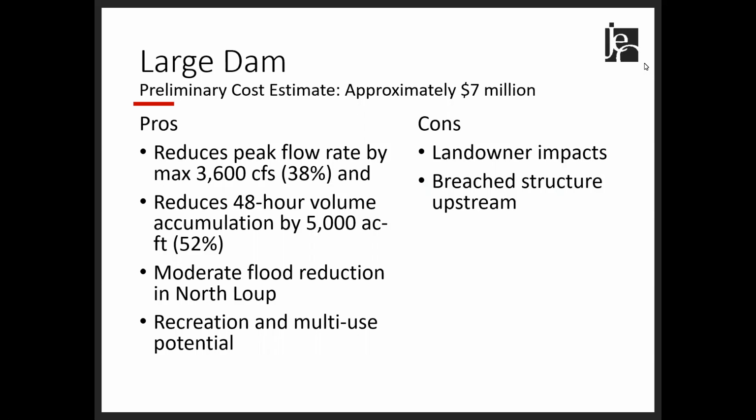The pros and cons of the large dam are as such. The pros: the dam reduces peak flow by up to 3,600 cubic feet per second and reduces the 48-hour volume accumulation by 5,000 acre feet, which is approximately 52%. This equates to a moderate reduction of floodwaters in North Loup. The dam could also be used for recreation and multi-use. The cons of this are landowner impacts due to the size of the dam, and there is a breached structure that is upstream that breached back in 2010.